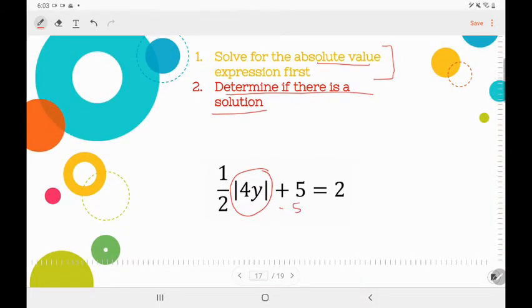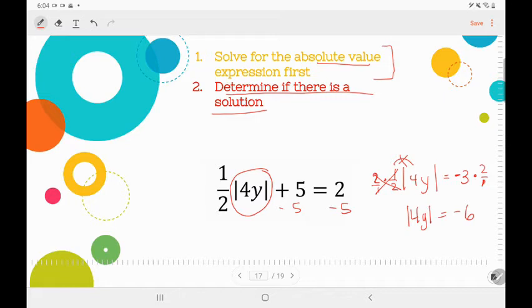So -5 minus 5, and I end up with 1/2 absolute value of 4y, apologies, equals -3. How do I get rid of this 1/2? Well, remember, do not distribute. So I'm going to multiply by the reciprocal. In order to get rid of 1/2, I'm going to multiply by 2/1 on both sides. Those cancel, and I'm left with the absolute value of 4y is equal to -3 times 2/1, which is -6.